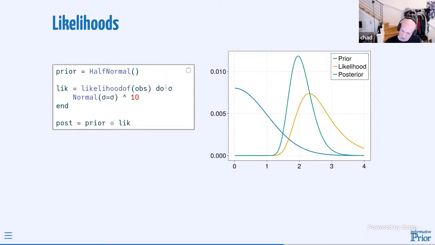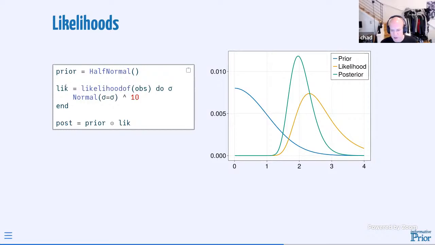So my kernel, the function I use to build my kernel, is sigma goes to a normal with sigma equal to that sigma to the 10th power. So that's just a power measure, which means it's a product measure of 10 independent copies of that measure. And I'm applying it to some observation. So here I started with some obs that is 10 real numbers.